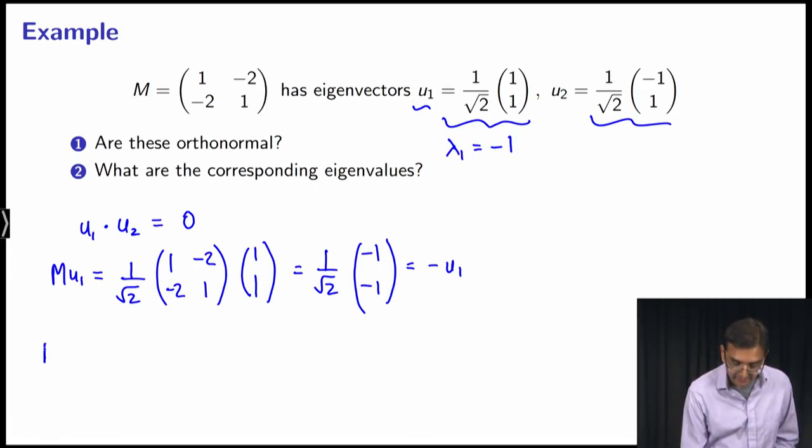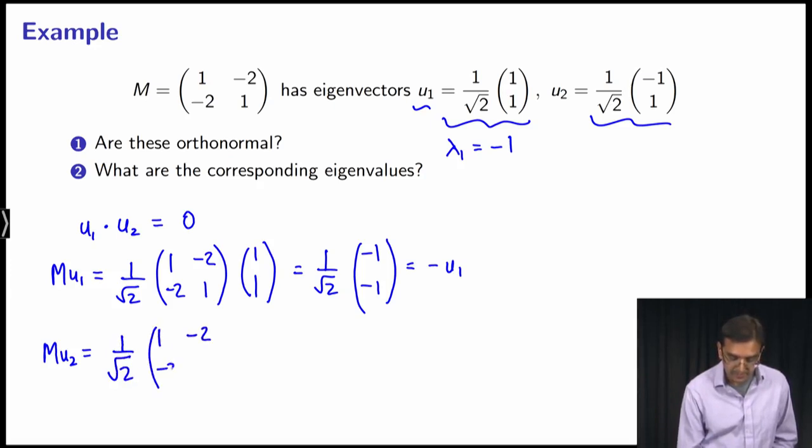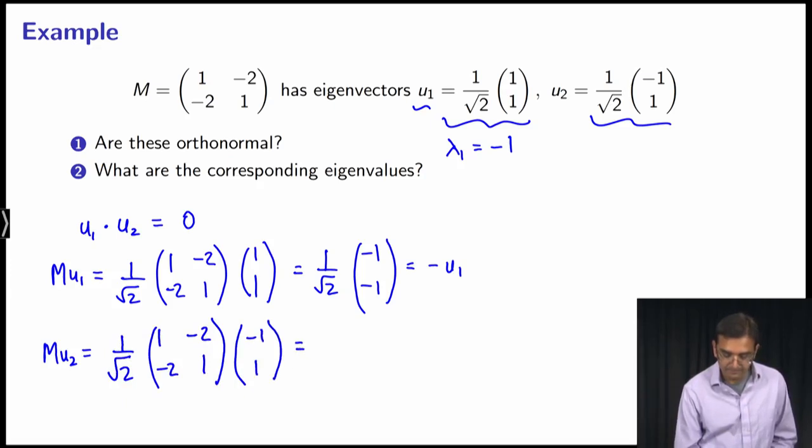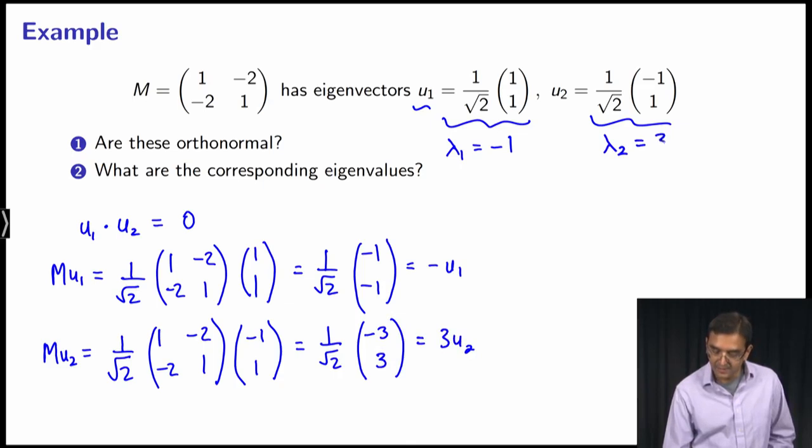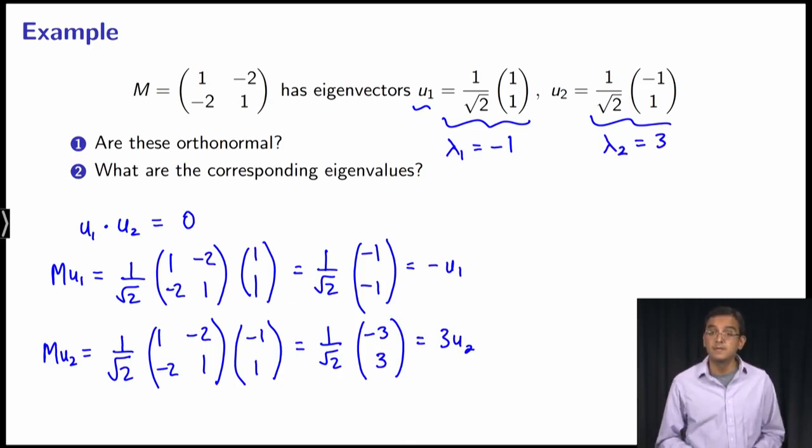Now let's look at the other vector, M times u2. Again, we just pull the square root 2 out in front. So we have [1, -2; -2, 1] times [-1, 1]. And we have the square root 2 again. And this time we have minus 1, so minus 3 and 3. So this is exactly 3 times u2. And so the second eigenvalue is 3. And that's it.